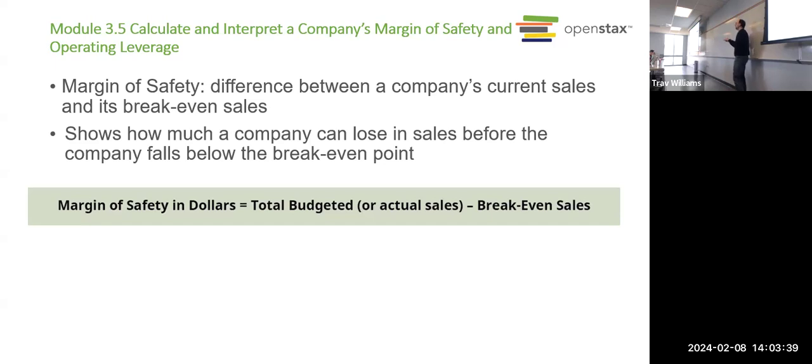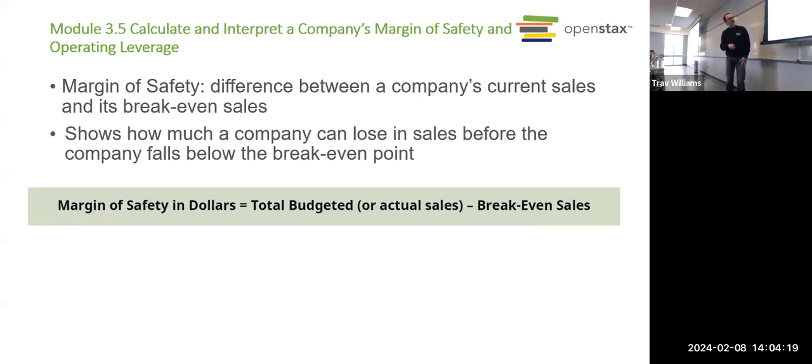So if your break-even point is $100,000 of sales, and you sold $120,000 of sales, that makes sense? That means you're $20,000 over the break-even point, and you have a $20,000 margin of safety, because you could go down $20,000 and still not be losing money. So margin of safety is how much farther in sales you are above the break-even point.